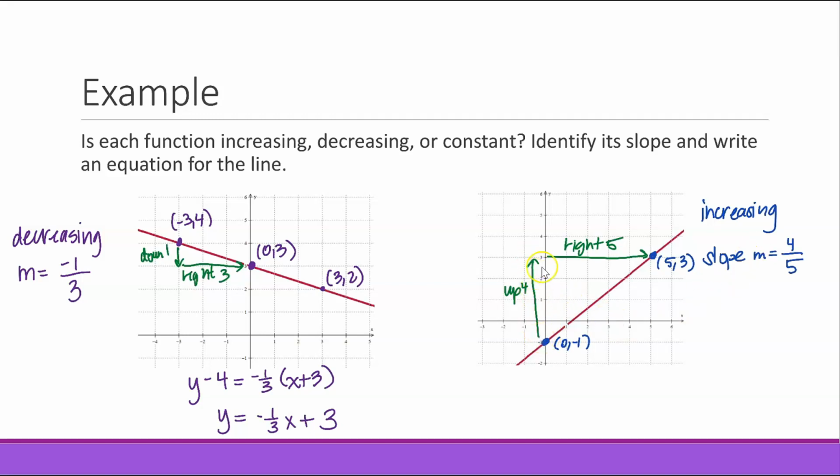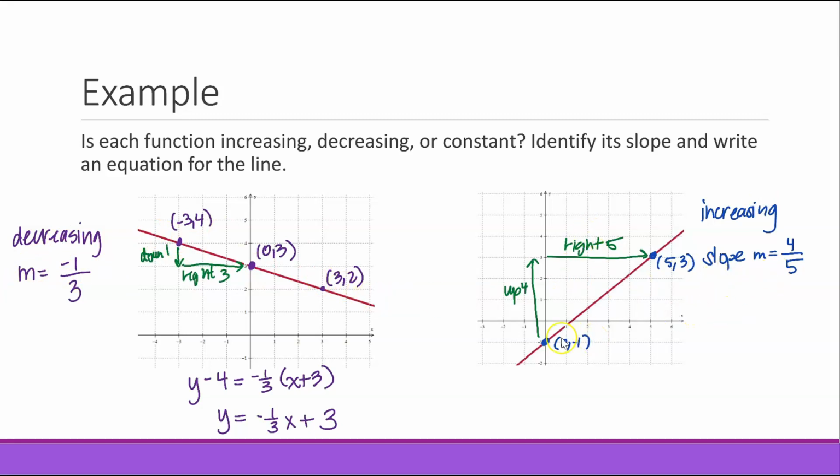Because I'm going up, the numerator is positive. Because I'm going to the right, the denominator is positive. So we can see the slope is a positive value because I have an increasing line or function. Over here, my slope was negative because I had a decreasing function.